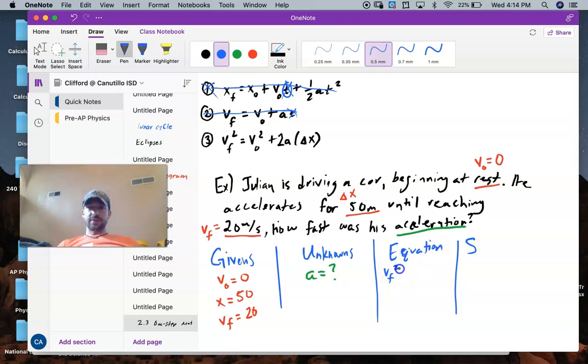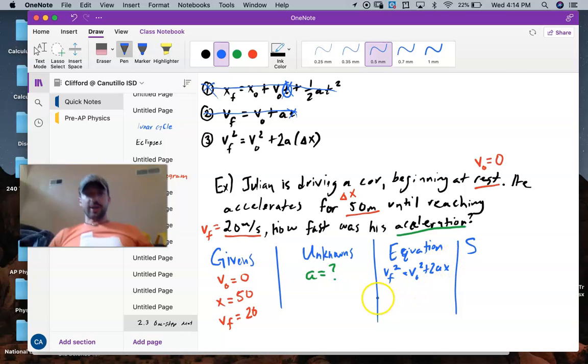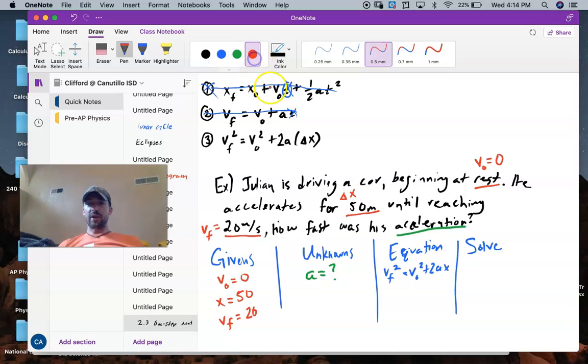Okay, so it's VF squared equals V naught squared plus 2A. And guys, I know it says delta x, but a lot of times I just write it as x for shorthand. Okay, so then this one stands for solve. Okay, and what that means is solve for whatever variable it is that you need. So we're solving for A.